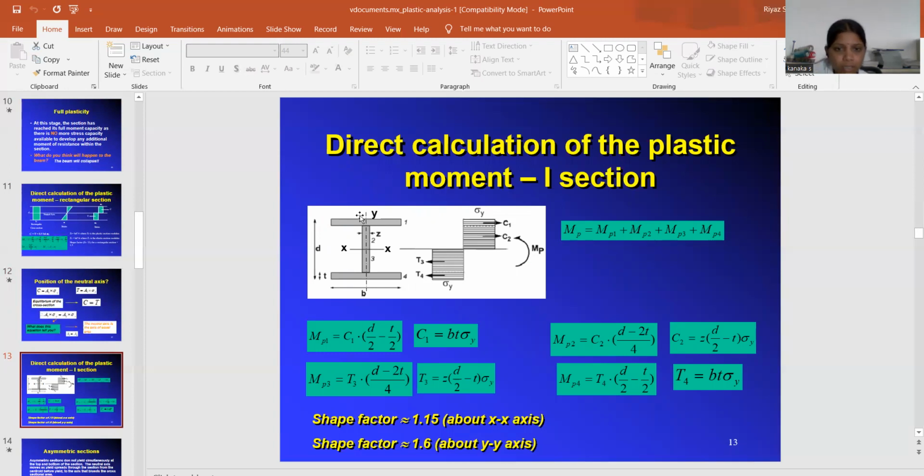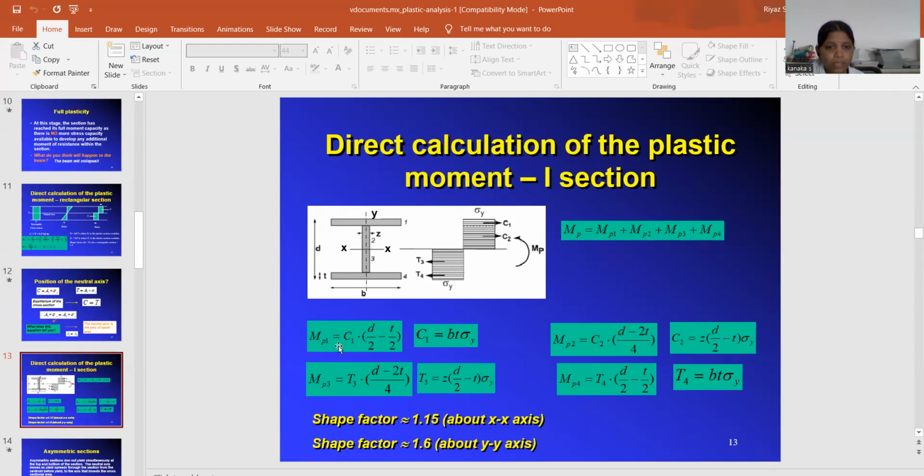This is the I section. The x direction and y direction cut the section. Breadth is B, depth is D, and this is the fully plastic state. C1 and C2 are compression forces, T3 and T4 are tension forces. Sigma is the stress. So calculate the moment MP.